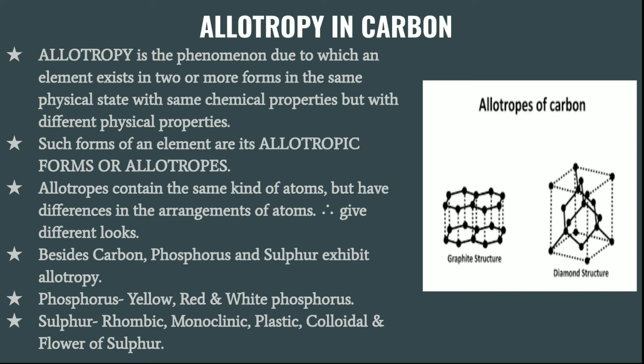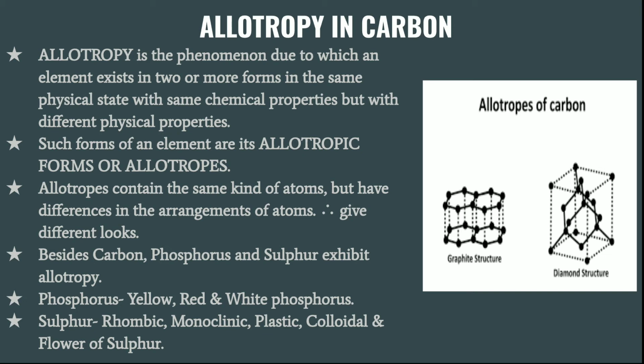In carbon, allotropy is the phenomenon due to which an element exists in two or more forms in the same physical state with the same chemical properties but with different physical properties. So what do we mean by allotropy? Allotropy means a phenomenon due to which an element can exist in two or more forms in the same physical state.